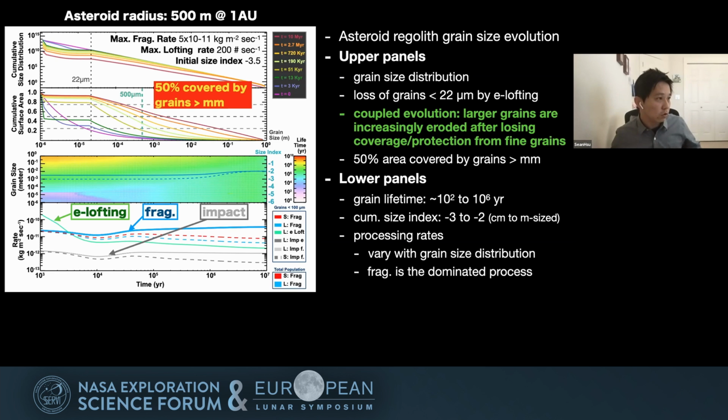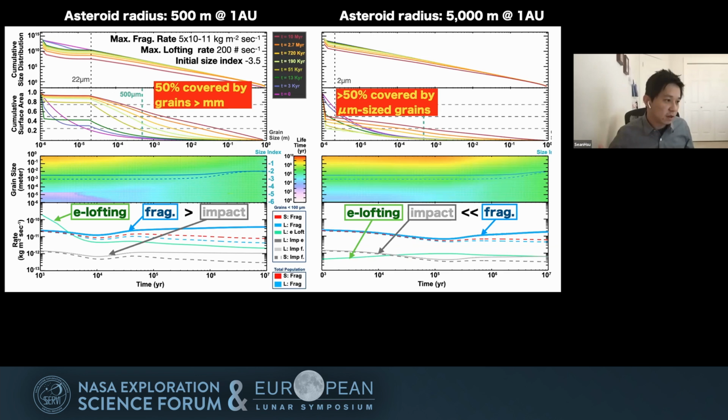If we want to bring up the contrast, the right side shows the case for much larger objects with 5-kilometer radii. You can see that the electrostatic forces are only able to remove particles 2 micron or smaller. That means electrostatic lofting is a minor process here, and the dominant process is fragmentation. After 10 million years, more than 50% of the surface is covered by micron-sized grains, in contrast to the small ones, where after the same period of time, 50% of the surface is covered by grains larger than a millimeter.